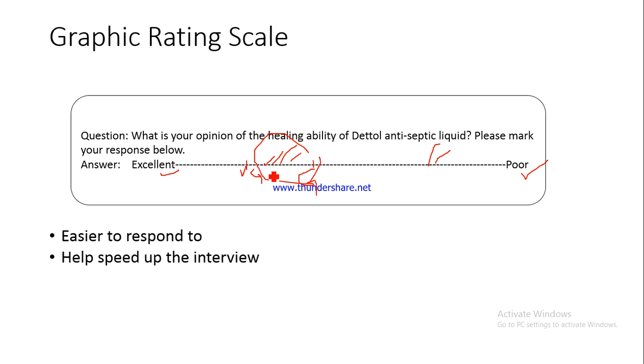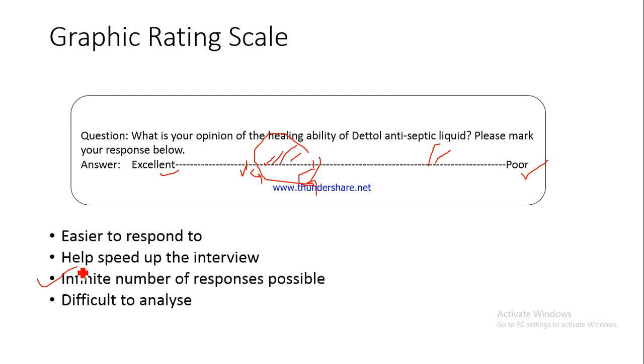Again, this also speeds up the interview because it does not require the respondent to read out 5 different response categories and understand them. He can mark his response anywhere. And as I said, an infinite number of responses are possible, and this is where it scores over the itemized rating scale.